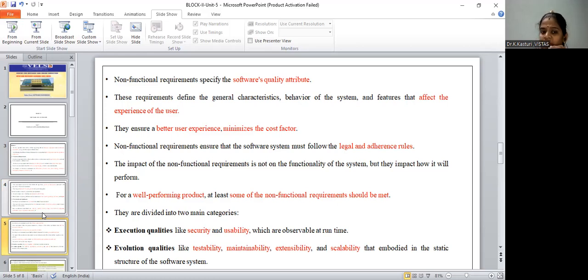Likewise, we can check the execution qualities. Now, how do we check the evaluation qualities? By testability, maintainability, extensibility, and scalability. Ability to test, ability to maintain the software, the ability to extend the software, and ability to scale. That is, the performance of the system or a product can be increased or decreased depending upon the demands, changing customer demands.